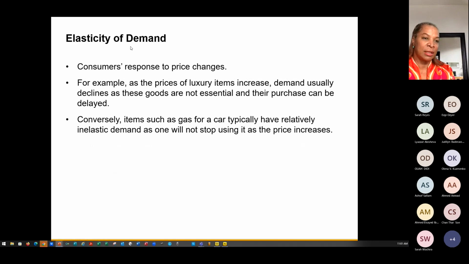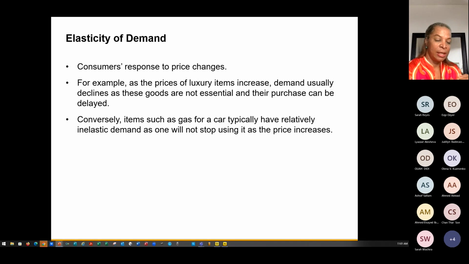Elasticity of demand is consumers' response to price changes. So if luxury price items increase, demand will decrease because luxuries are not necessities. So that, I don't need this if it's too high. So something like toilet paper or milk or bread, even if you raise the price, there are not a lot of substitutes, and it's not a luxury item, it's a necessity. So people will still buy the bread and the milk.